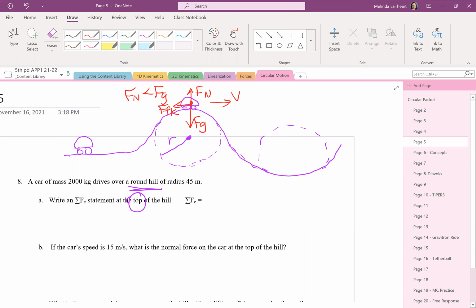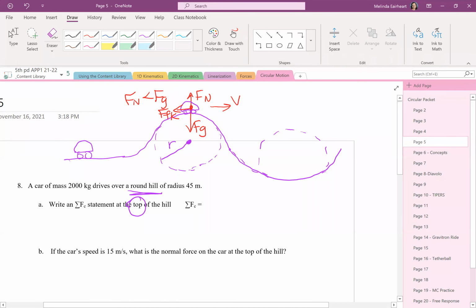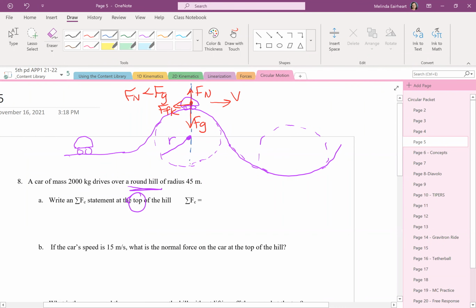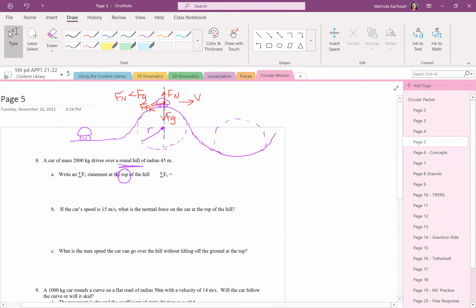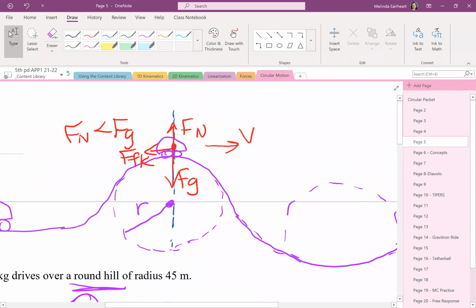Now that we have a diagram, write the FNet C statement at the top of the hill. And so maybe we want to identify who's positive, who's negative. Again, center seeking is positive, center opposing is negative. And if you're neither of those, so just imagine, we're looking at this vertical axis here. And so who is going to be positive? Who's center seeking? FG. Who's center opposing? Fn. And what about friction?